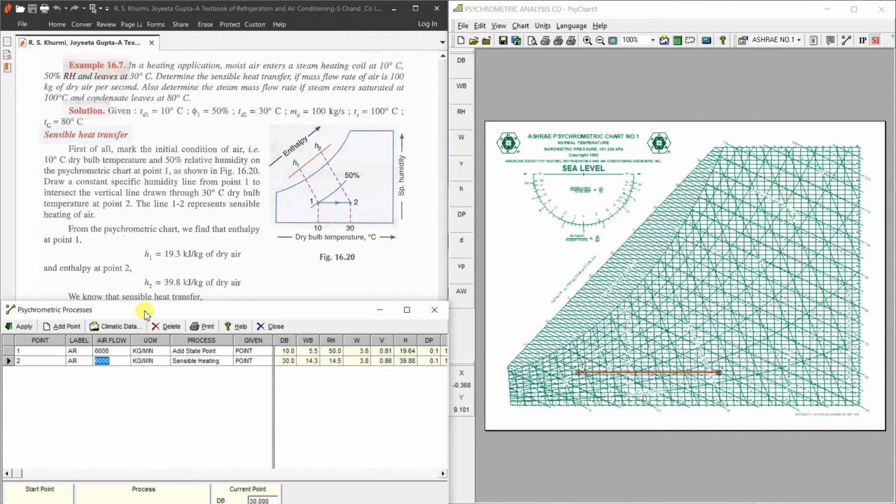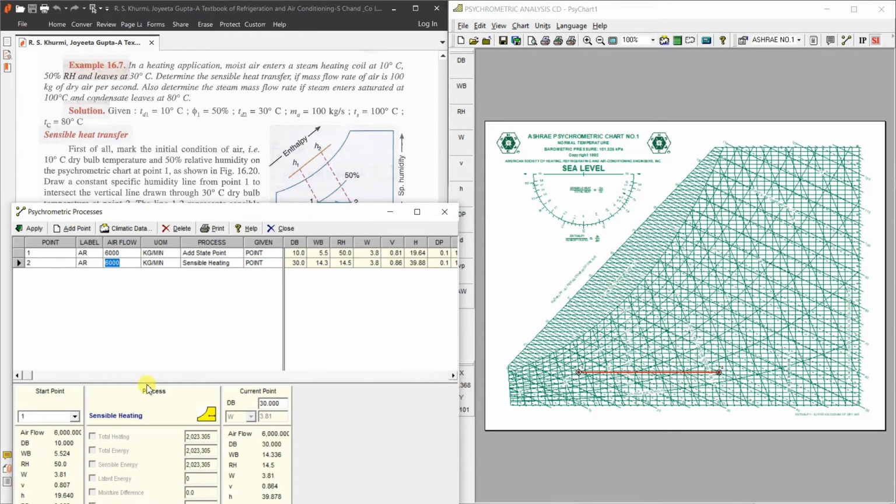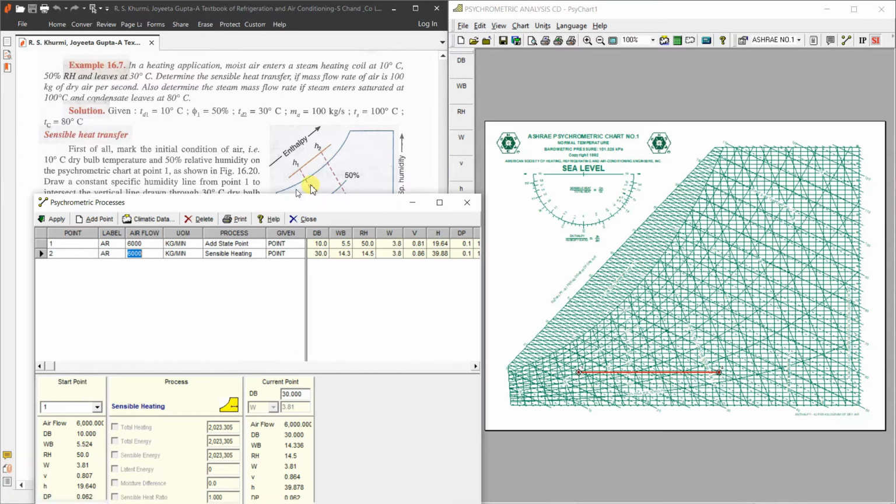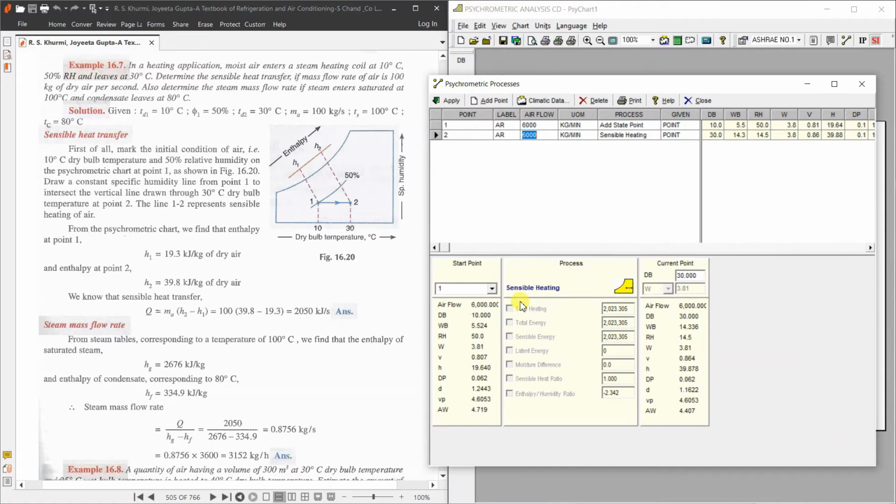Click apply. Now you can read the value over here. In sensible heating process, what is the value of sensible heat, or here latent heat is not there. You can observe here latent heat is 0. The total heat value will be sensible heat value. So total heat value is 2023.305 kilowatt. And here you can observe this value is 2050 kilowatt.